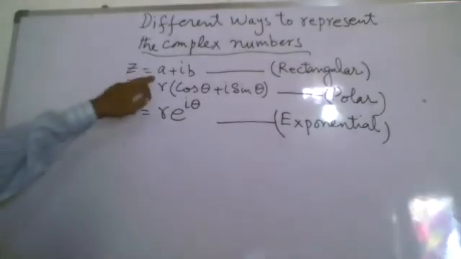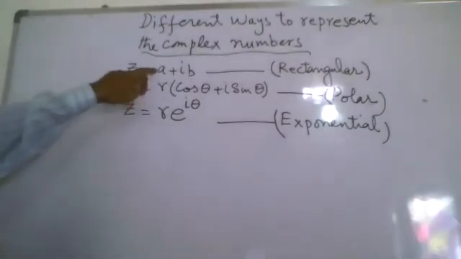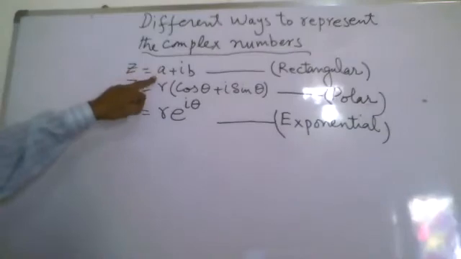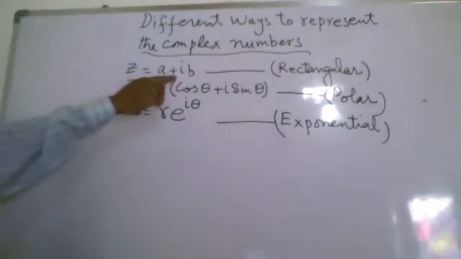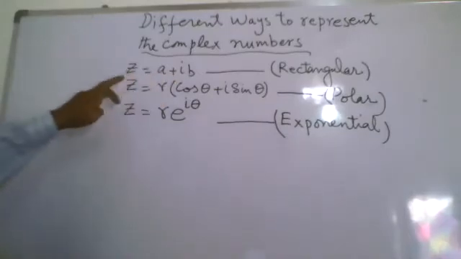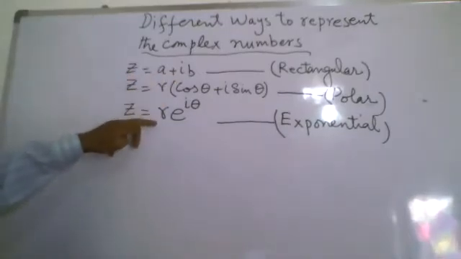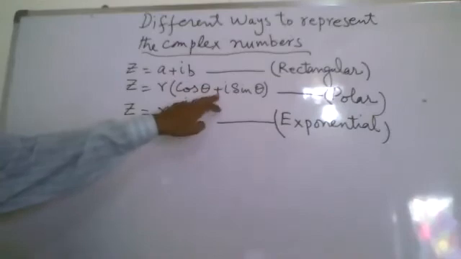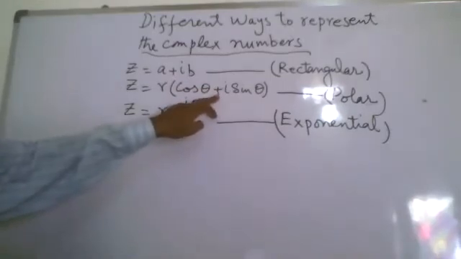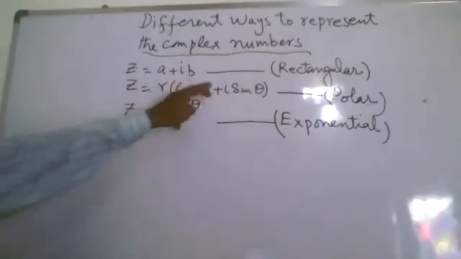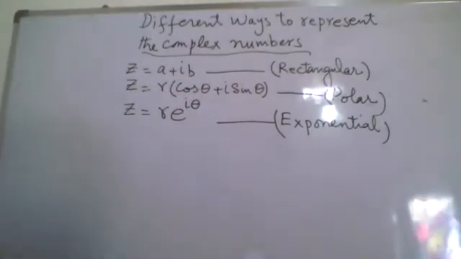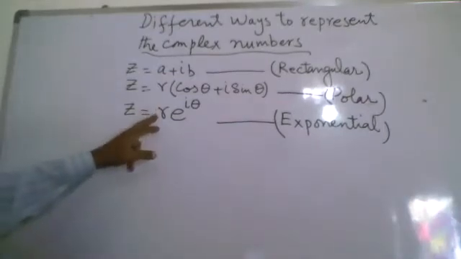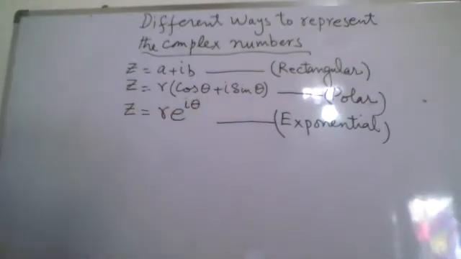In rectangular form, the first number may be positive, may be negative. In the same way, the second number may be positive, may be negative. But in polar and exponential form, there is the positive sign, never negative. There is no negative sign in between. In the polar form, there is no negative sign. In the exponential form, there is no negative sign.